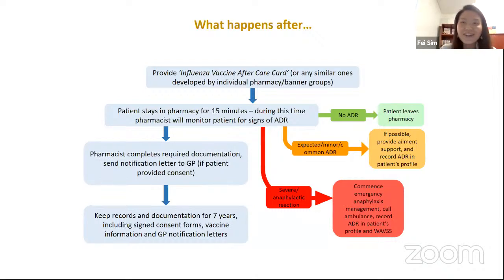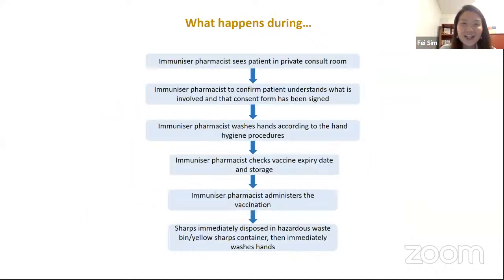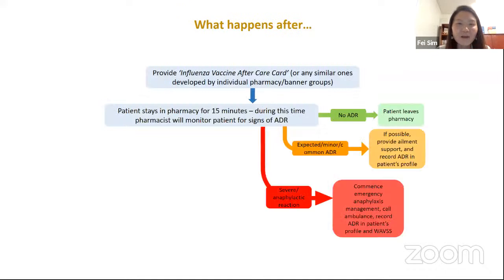So you can see how there are so many steps. And if I go back to the previous slide, you see how actually the second last one, the immunizer pharmacist administering the vaccination, the injection part, is only one of the 20, 30 steps in vaccination. So people might think, oh, injection vaccination means sticking a needle into someone's arm, but that is only one small part of the whole process. There's a lot that a pharmacist would need to consider when it comes to vaccination.